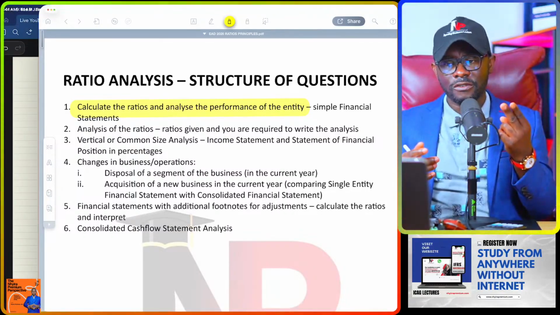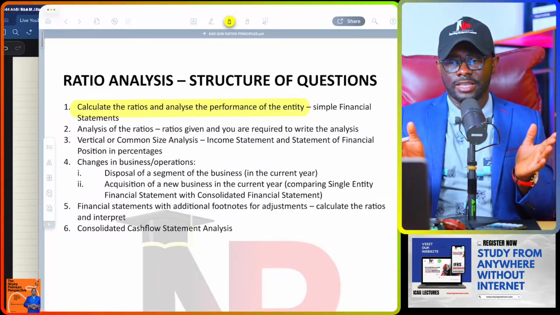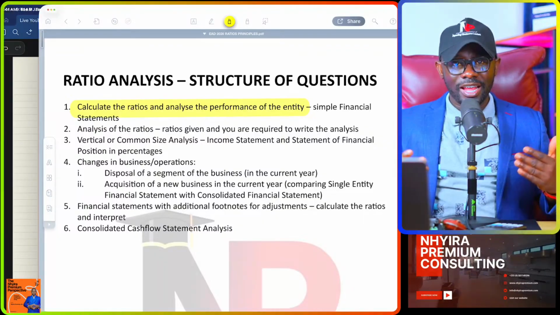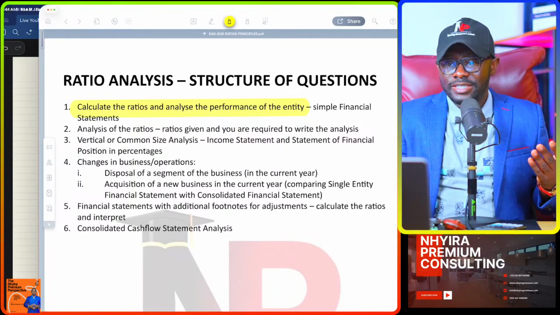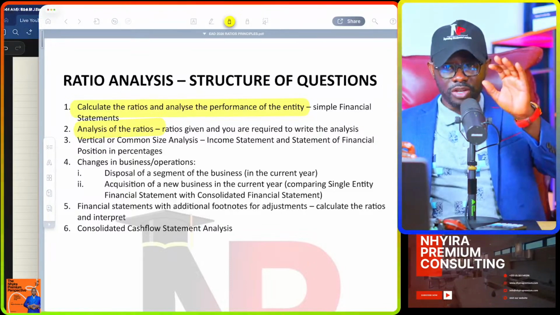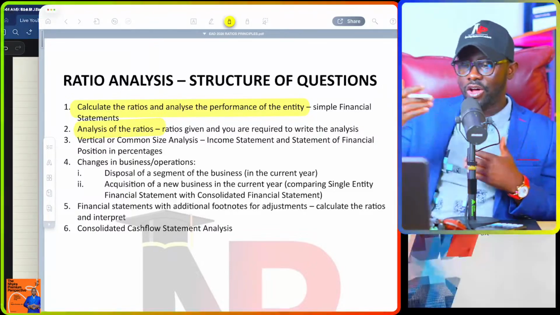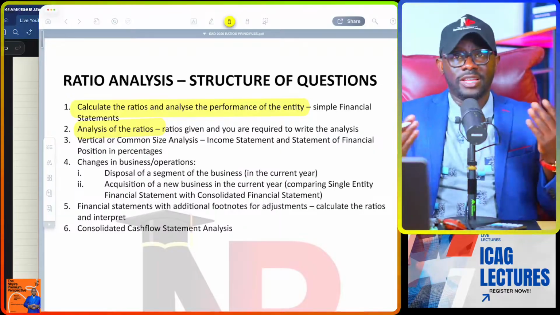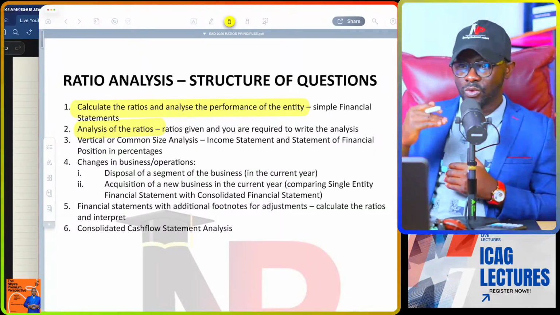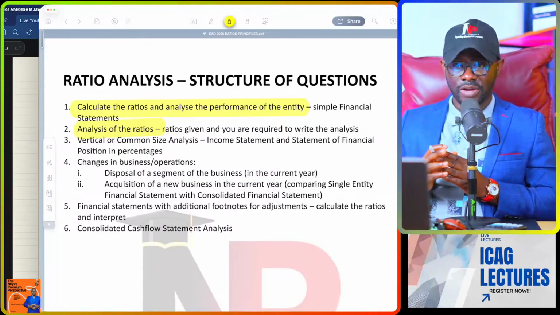The second styling of question is where the examiner says, listen, I don't want you to do any calculation. All I want you to do is to analyze the performance of the organization. And so in that styling of question, the examiner is going to present you with the ratios in the question. Then all you are required to do is to write out the analysis. That is the second styling of questions when we come to the evaluation of financial statements.